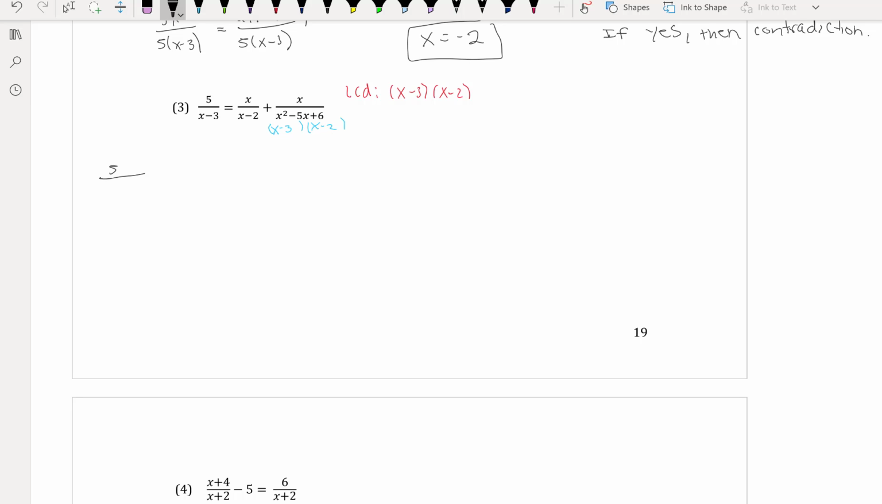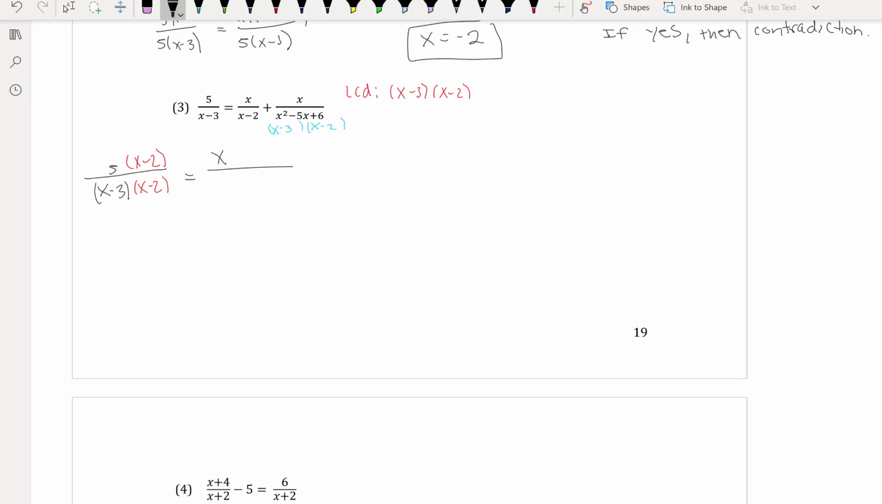So I have this 5 and I have this x minus 3. That is what I started off with. So what is missing from that denominator, from the LCD? We always compare the original denominator to the LCD. So it looks like the x minus 2 is missing. So I'm going to multiply everything by the x minus 2, both numerator and the denominator.